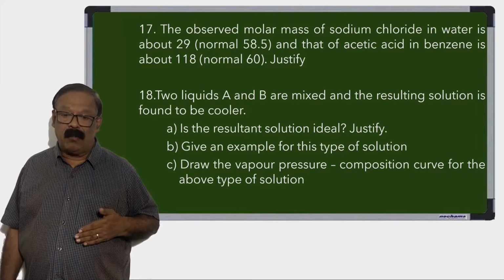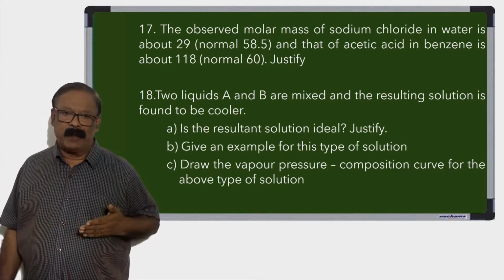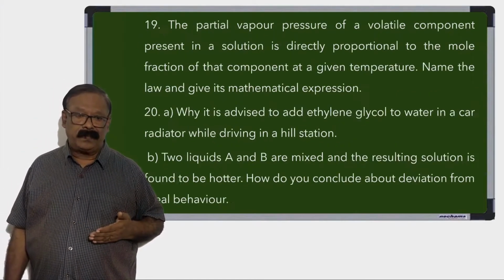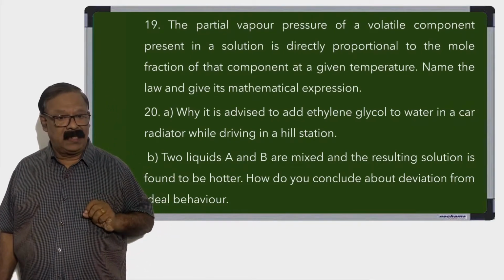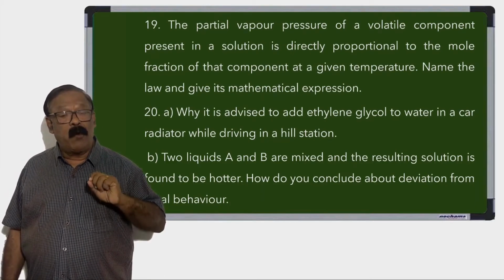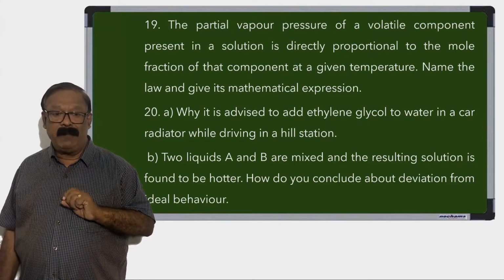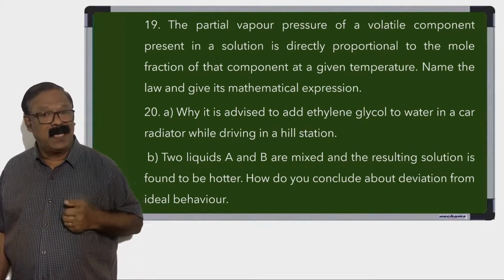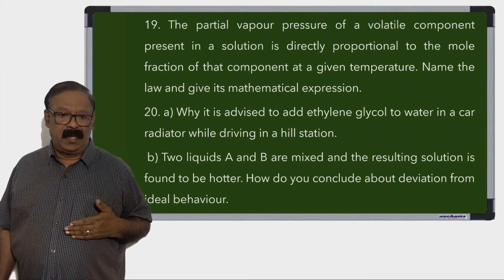Draw the vapor pressure composition curve for the above type of solution. You can draw the vapor pressure curve for a solution showing positive deviation. The partial vapor pressure of a volatile component present in a solution is directly proportional to the mole fraction of the component at a given temperature. Name the law and give its mathematical expression. This law is nothing but Raoult's law. You can give the mathematical expression for it.